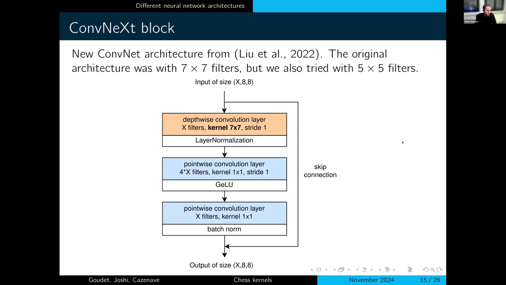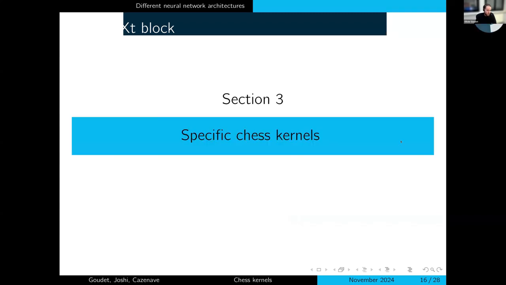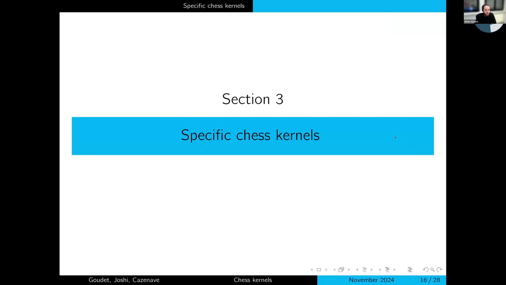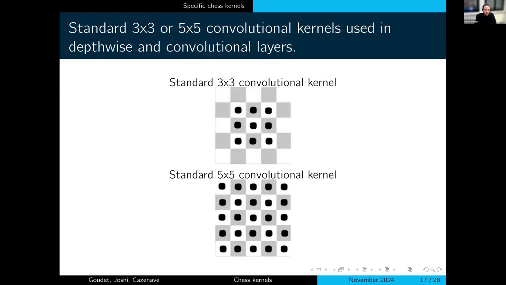But the real novelty in our paper was the introduction of convolutional kernels adapted for chess. First of all, in the classic convolutional layers, there are kernels that can be, for example, of size 3 by 3 or 5 by 5, as you can see on these pictures. Here we recall that each pixel of the image used to calculate the kernel operation corresponds to a square on the chessboard.